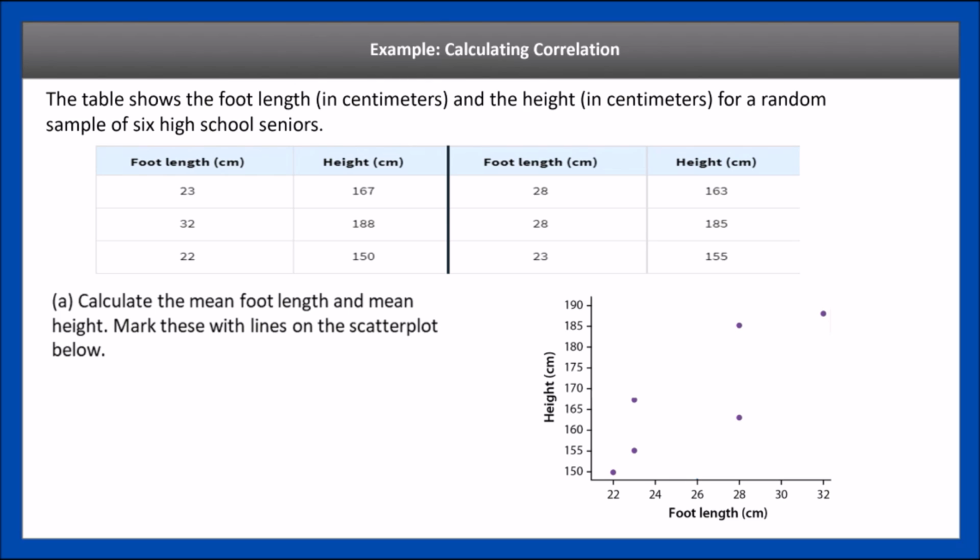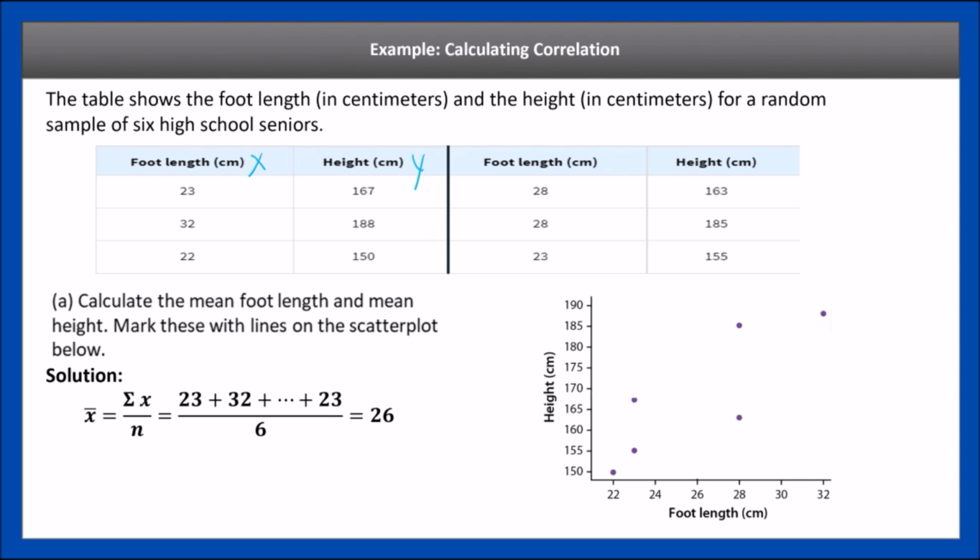First off, we're going to calculate the mean foot length and the mean height. So we have 6 foot lengths. Let's calculate the average of those. So that's going to be x bar. It doesn't matter whether you do foot length as x or height as y, because there is no clear explanatory variable here. The explanatory variable could be height or it could be foot length. Height could explain foot length, or foot length could explain height. So either one could explain the other one. But here we're choosing x to be foot length and y to be height.